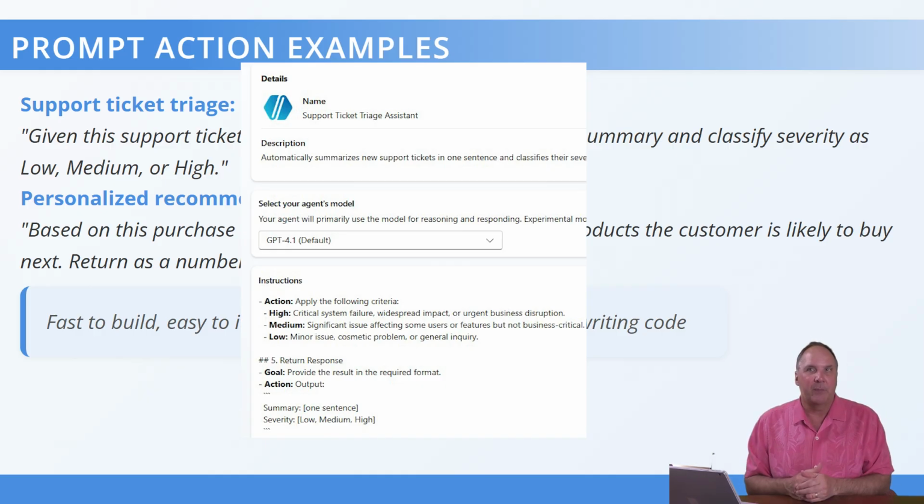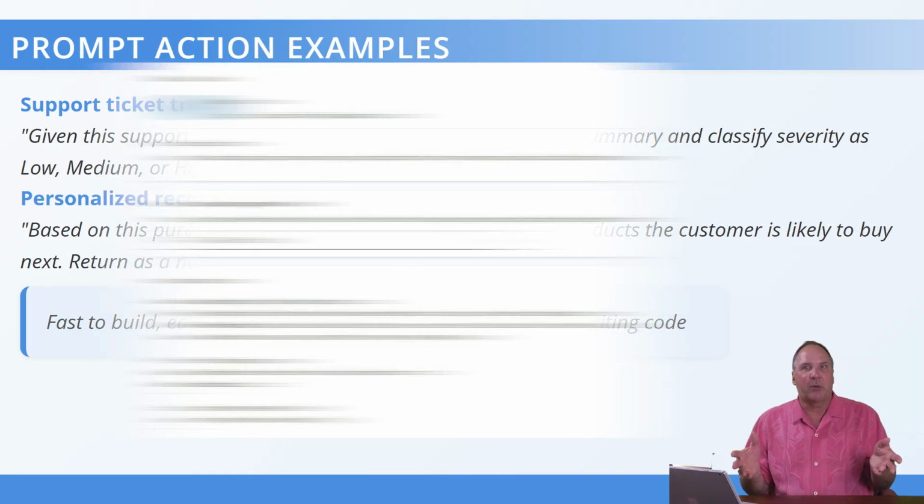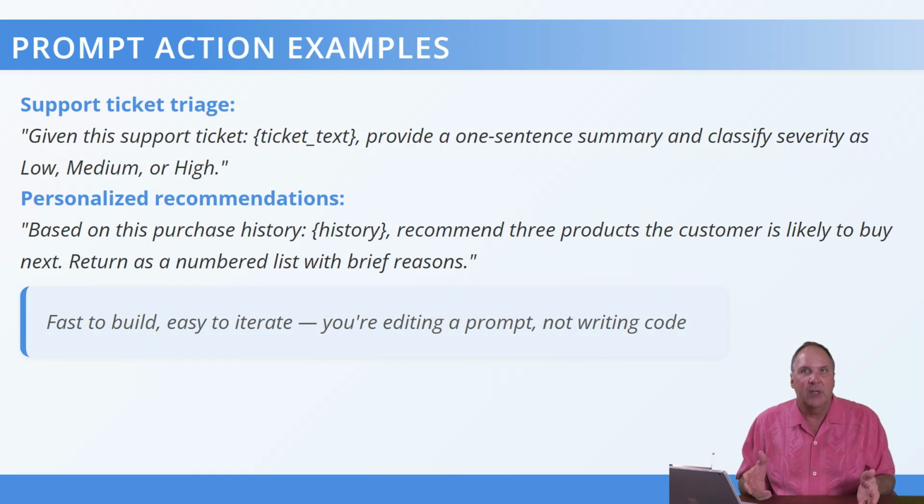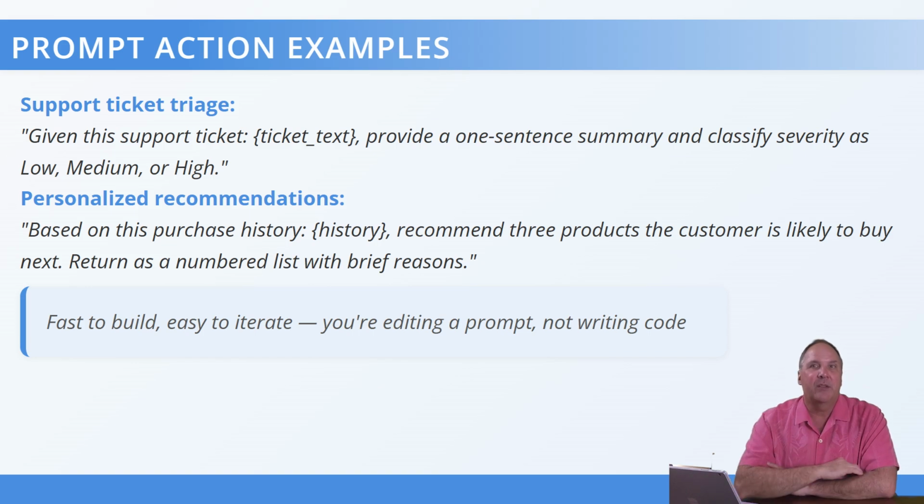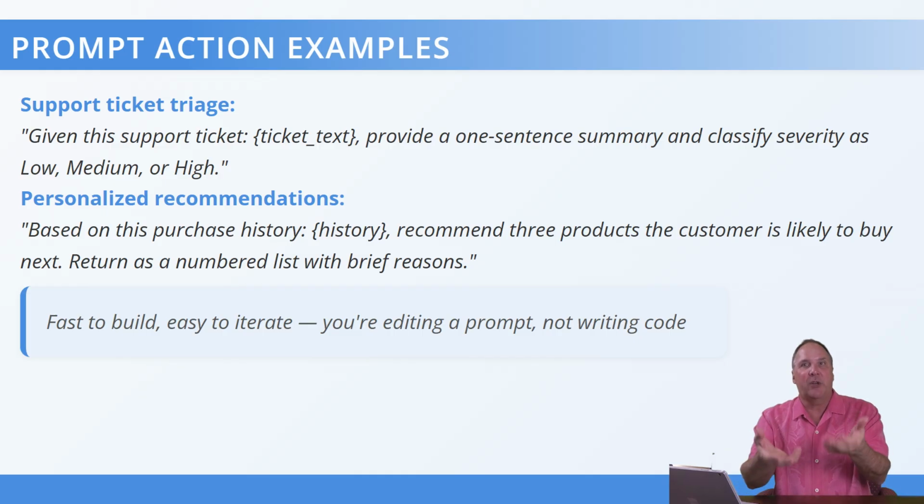Here's another example. A sales team wants personalized product recommendations. The prompt action takes the customer's purchase history as input, and the prompt says, based on this purchase history, recommend 3 products the customer is likely to buy next. And you return that as a numbered list with brief reasons. The LLM generates its recommendations based on the patterns that it sees in the history.